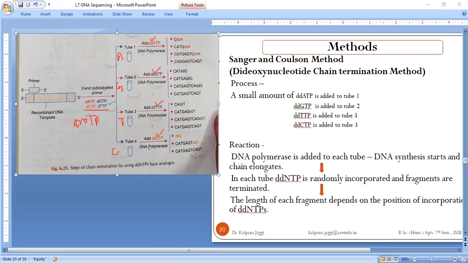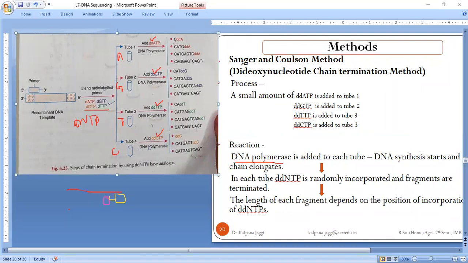Now, this enzyme is also added, because DNA synthesis is always done with the help of the enzyme said to be DNA polymerase. So to each tube, after the addition of all the components, we have added DNA polymerase. Now, once the DNA polymerase is added, this is a single strand, and on this single strand there will be the attachment of the primer. To the primer will attach the enzyme.